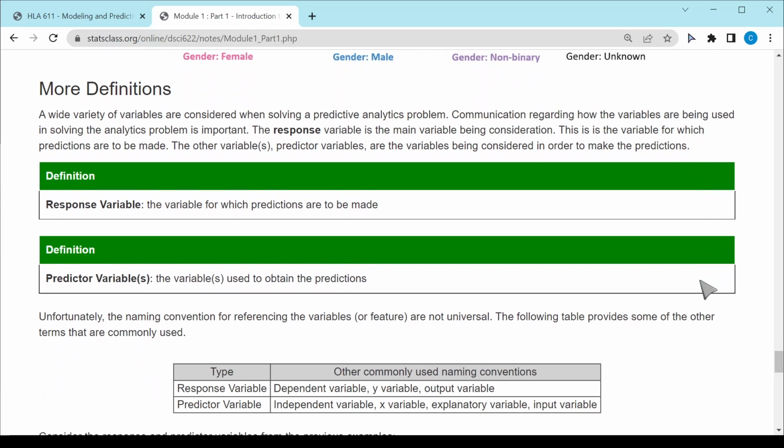How about some more definitions? So there are a wide variety of variables or features that are considered when solving a predictive analytics problem. The communication regarding how the variables are being used in solving the analytics problems is important. The response variable is the main variable being considered. And this is the variable for which you are trying to make predictions. The other variables are called the predictor variables.